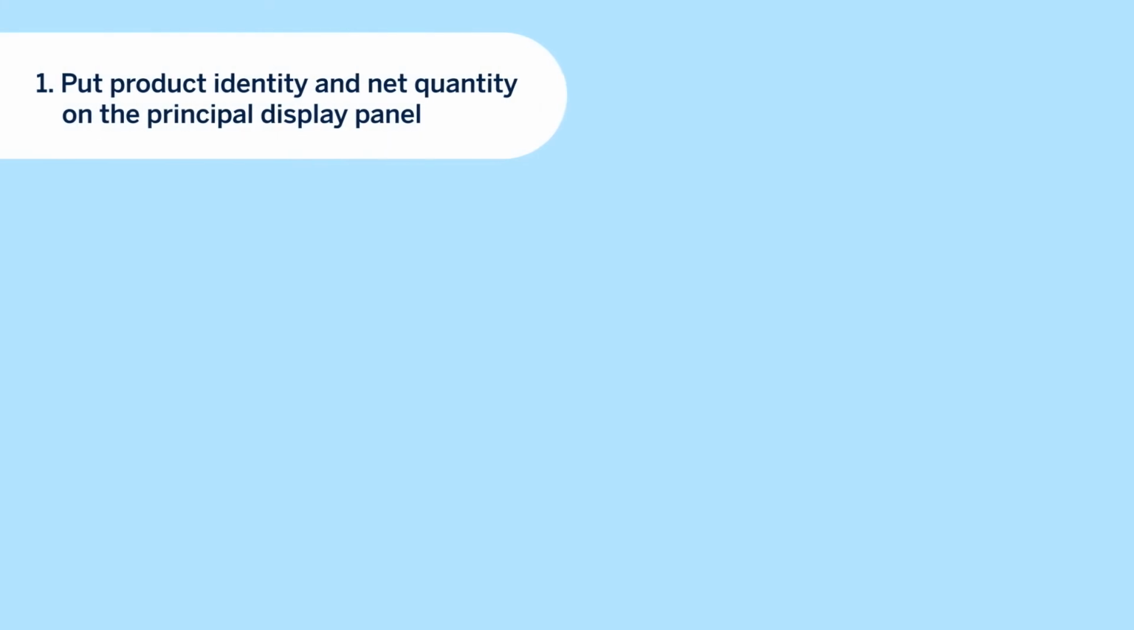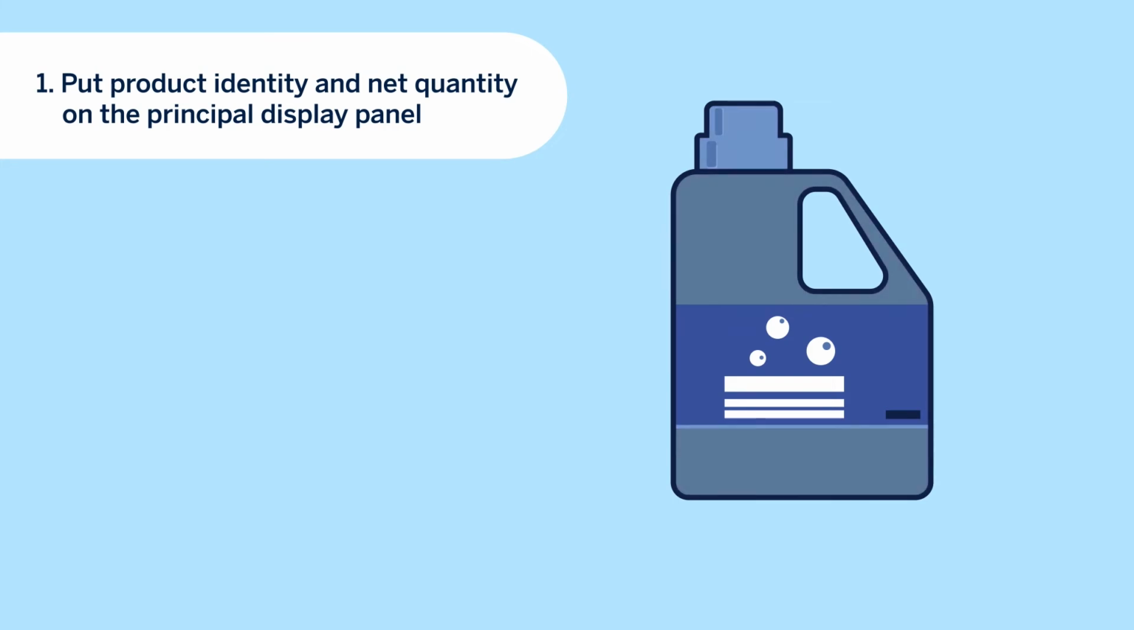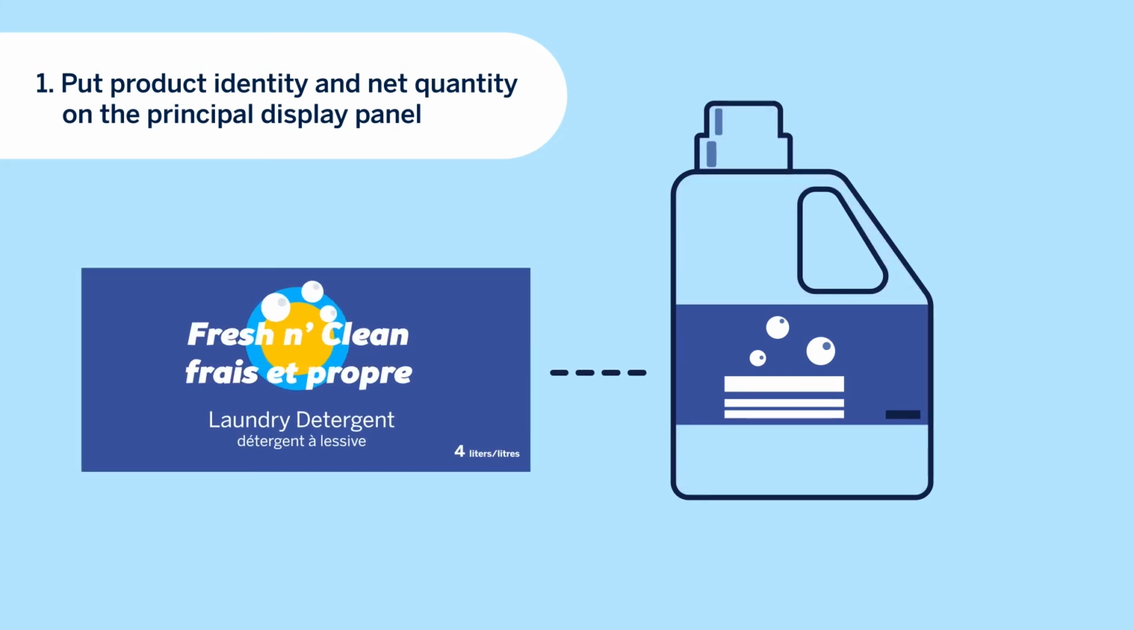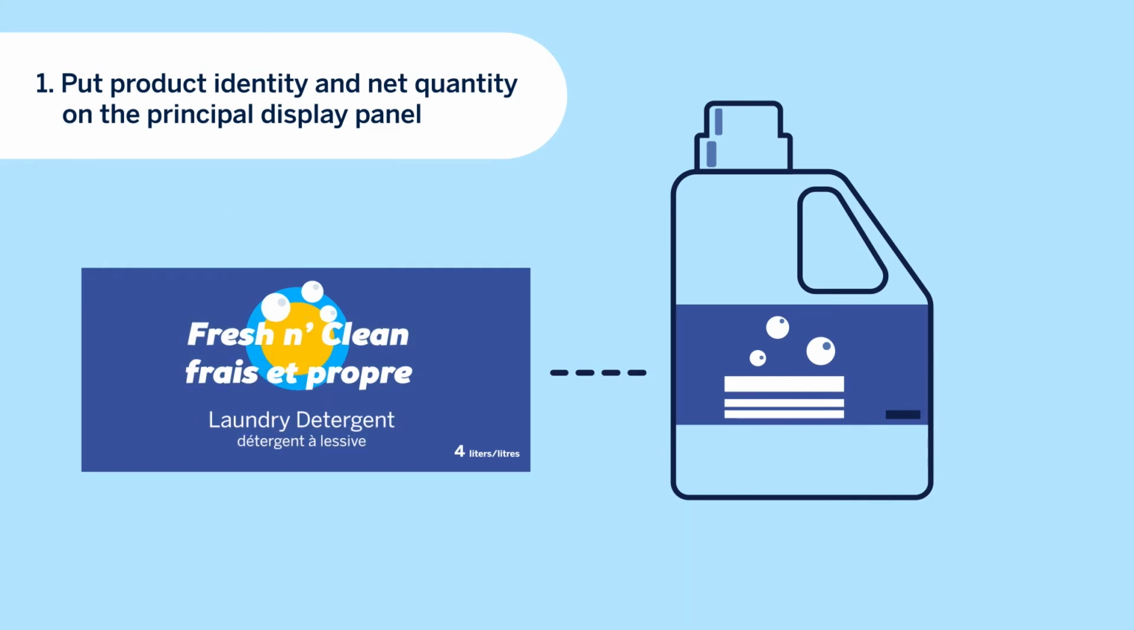The first step is to make sure the product's identity and net quantity are displayed on the product's front panel. Also, make sure this information is in English and French. The product identity is the generic name and not the brand name of the product. Any additional information, such as a warranty or instructions, does not have to appear in English and French. That said, dealers are encouraged to use both languages. Plus, keep in mind that Quebec has additional requirements for using French on products marketed and sold in the province.